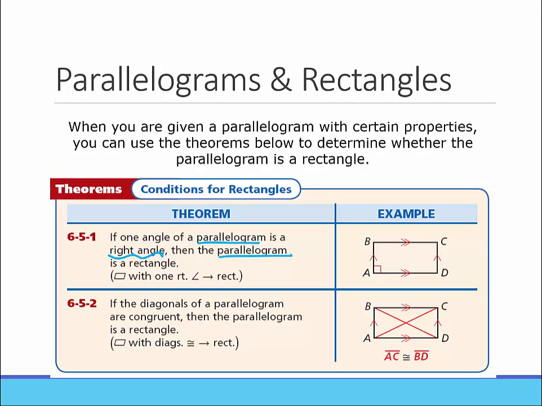The next one is, if the diagonals of a parallelogram are congruent, then the parallelogram is a rectangle also. Again, you have to have a parallelogram first, and then if AC and BD are congruent, then you know it's a rectangle. And remember what comes along with that. If something's a rectangle, opposite sides are congruent, and all of the angles are 90 degrees.